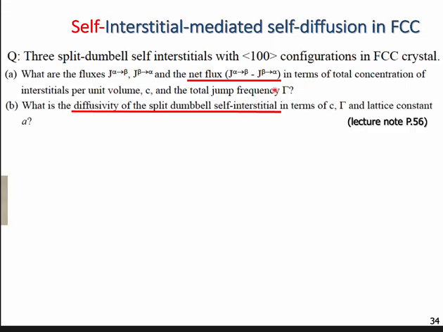And they also ask what the diffusivity of the split dumbbell self-interstitials is, as I mentioned. But they do not ask about the host diffusivity. They ask about the split dumbbell self-interstitials in terms of C gamma and lattice constant. So the diffusivity here will be that of the split dumbbell self-interstitial in terms of C gamma and lattice constant.